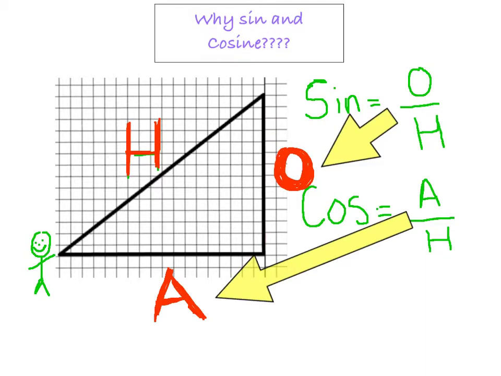Same goes for cosine. Cosine equals adjacent over hypotenuse. Here's the adjacent, and here's the hypotenuse. Cosine is the x-axis, the horizontal axis.